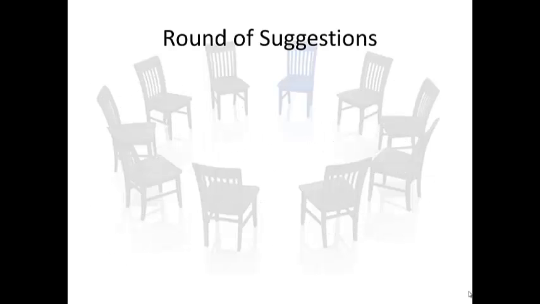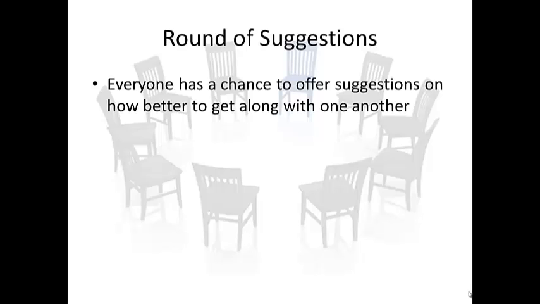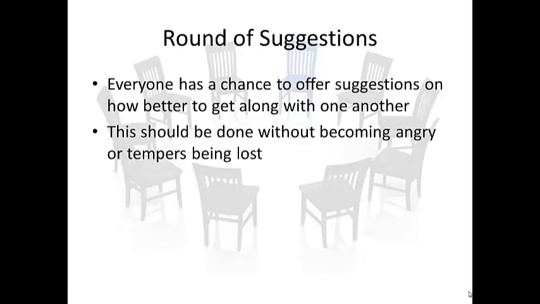A round of suggestions. This part of the meeting should focus on suggestions of how people might get on with each other better. Examples of this could be someone saying they are grumpy in the mornings and should be left alone mostly during this time, or suggestions of having a quiet time in the communal lounge for people to relax.